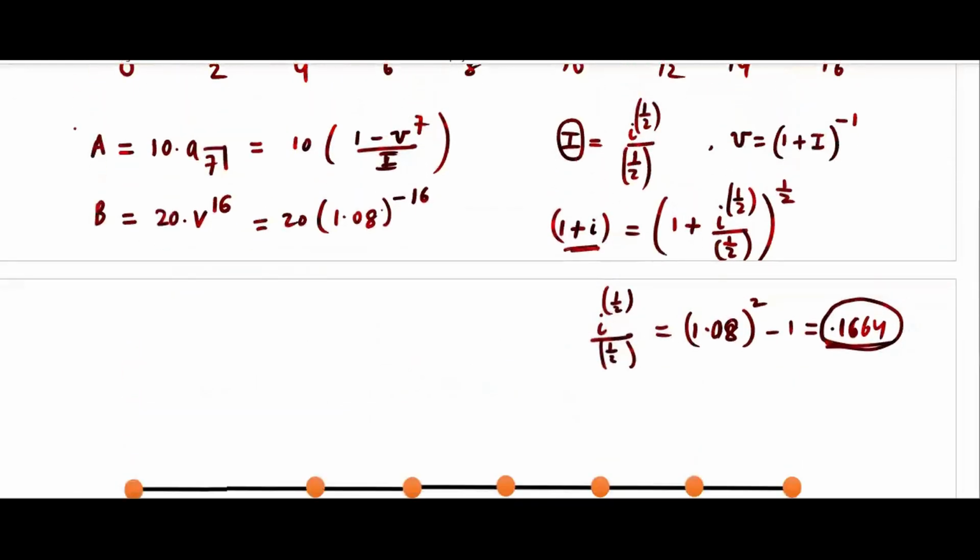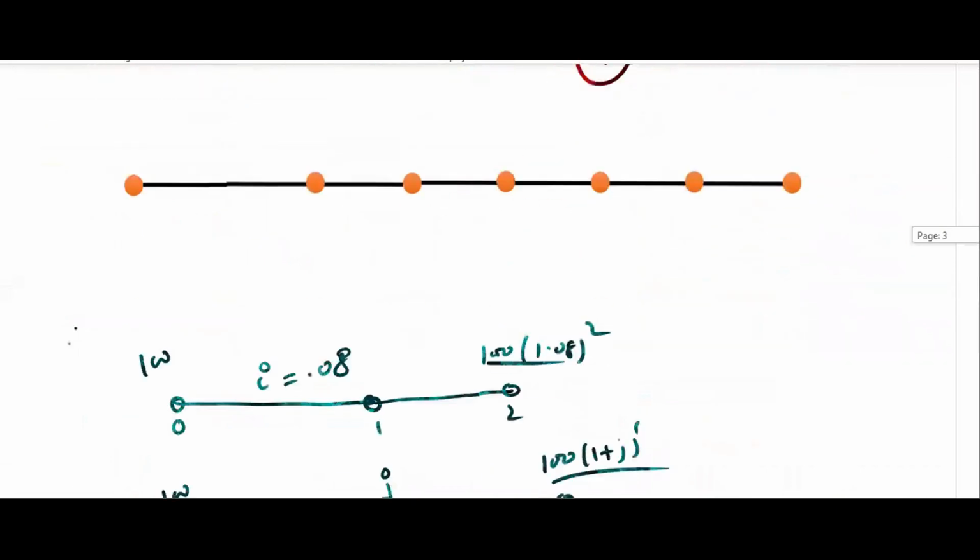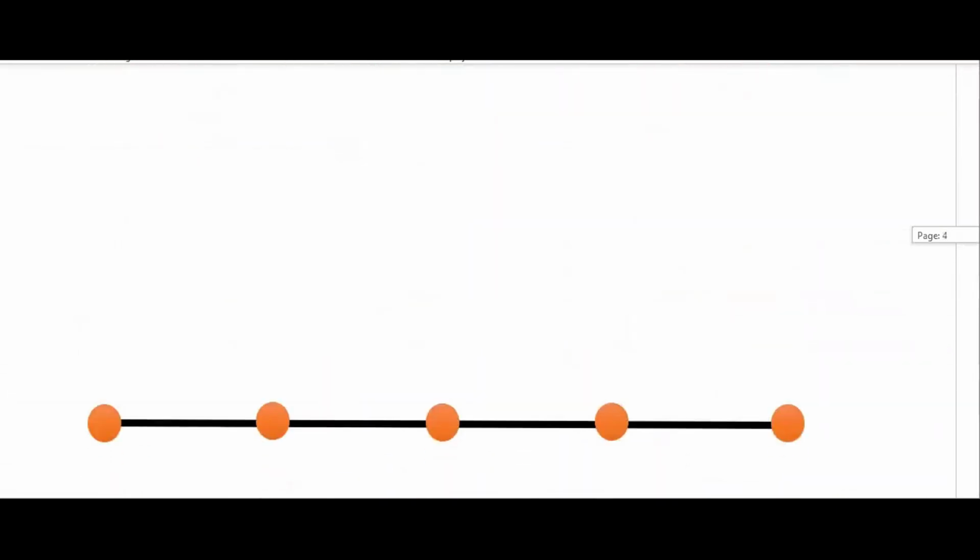So this is 16.64%. We squared both sides here. This is our half-year interest rate. Once you know it, you put it here and find the value. If you put the A and B values here, you will get this answer. A plus B will be our answer. Makes sense. Now we have a problem.